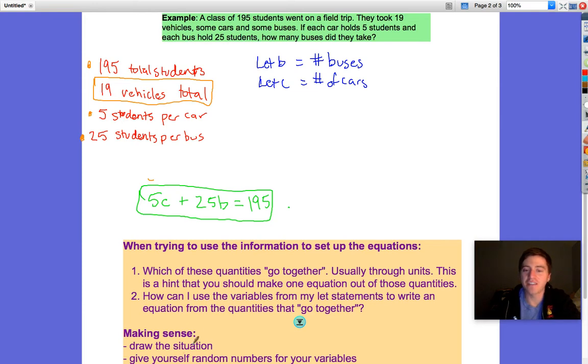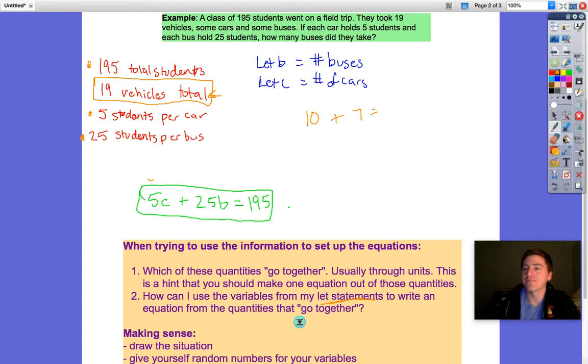You could draw the situation or whatever, but ask yourself, how are we going to use this and the let statements? Remember, you've got to be using these to write the equation. So how do I use the number of buses and the number of cars to find the total vehicles? Should add them, right? Again, if you want to give yourself a number, what if I had 10 buses and 7 cars? I'd add them to get the total. So you can just say number of buses plus number of cars is 19. And there's your 2 equations.